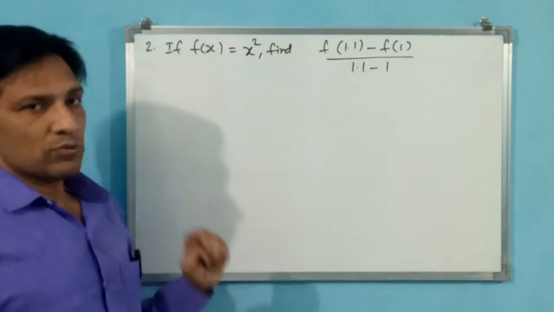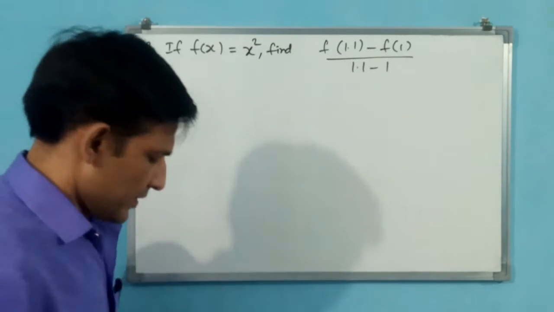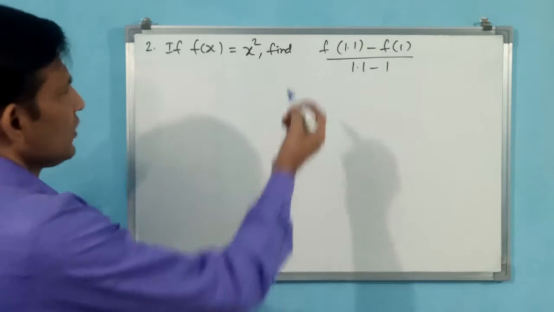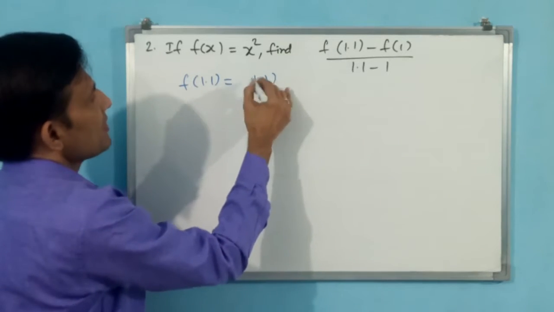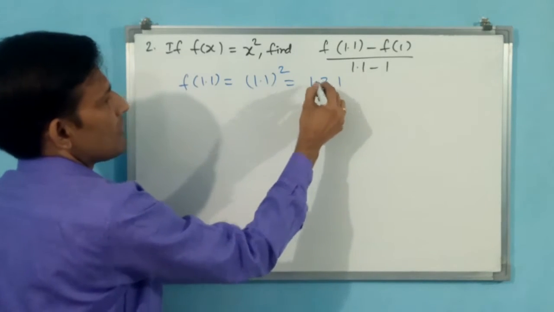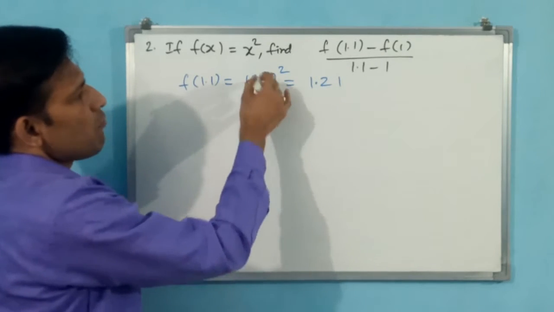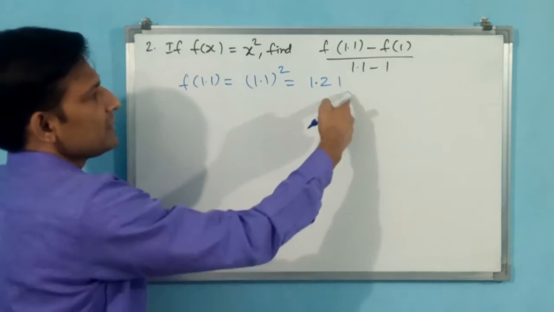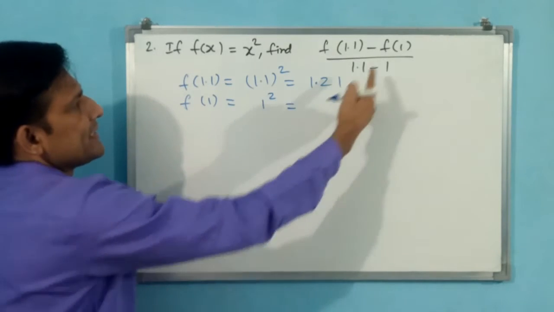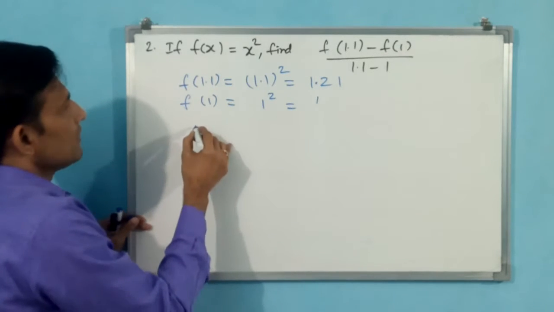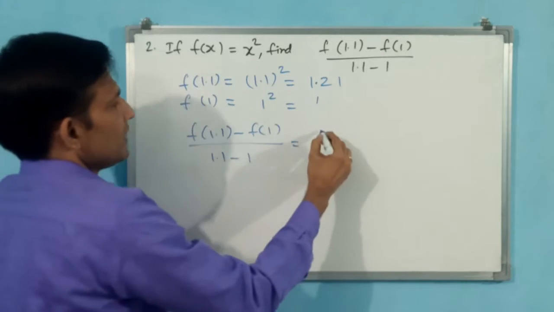If f of x is equal to x square, find f of 1.1 minus f of 1 by 1.1 minus 1. Okay. Now see, you have to substitute 1.1. Then f of 1.1 is equal to 1.1 square, 1.21. Okay. 11 squares are 121. But one digit after the point, one digit multiplication, so then two digits you have to take after the point. F of 1 is equal to 1 square, that is equal to 1.